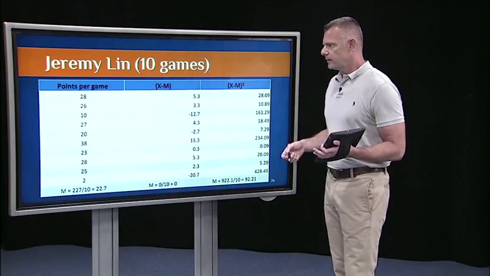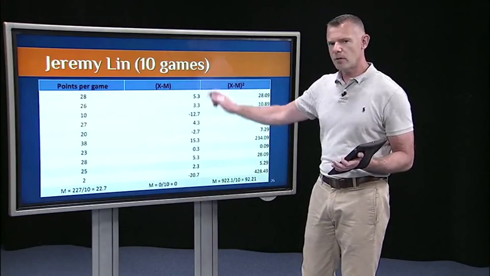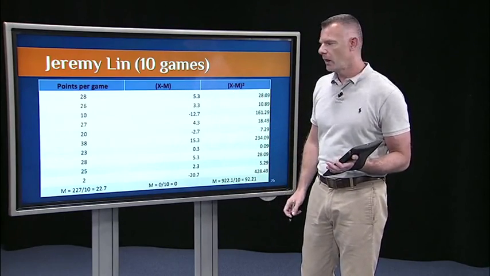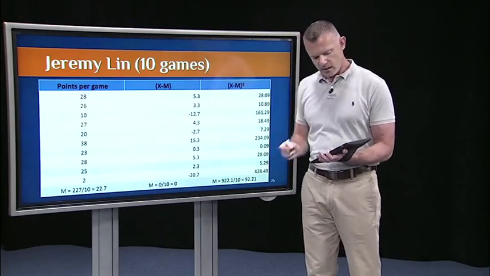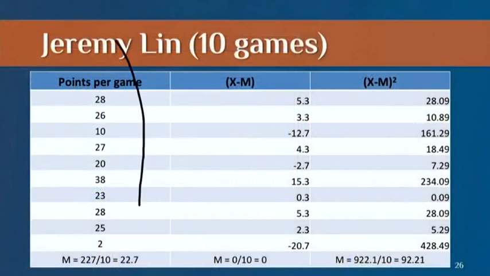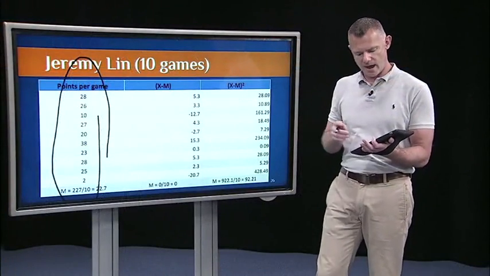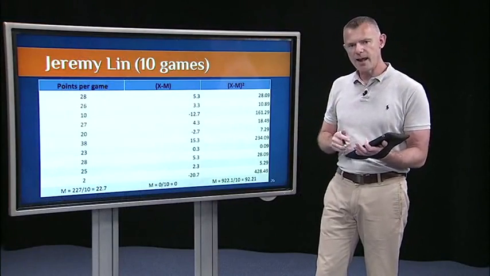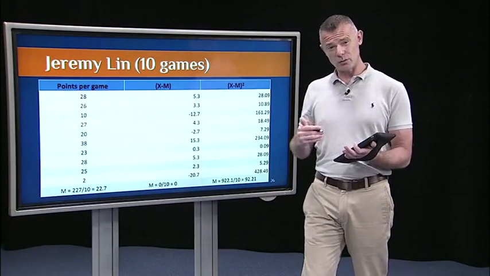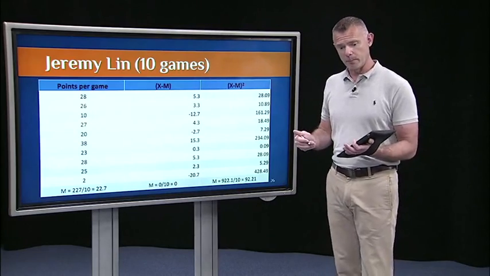The way we did that is I listed out the points per game across 10 games, and then that first column, points per game, to get the mean, we just sum that column and divide by the number of games. So it's the sum of x divided by n. That's just the average. So during those 10 games, Jeremy Lin was averaging 22.7 points per game.